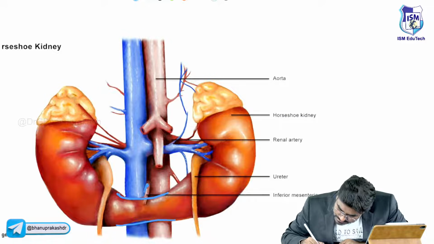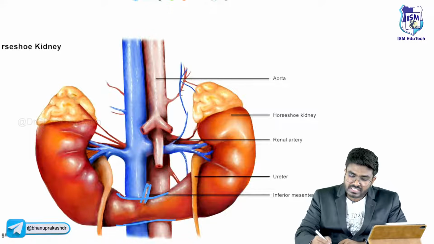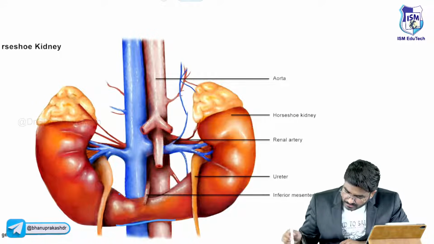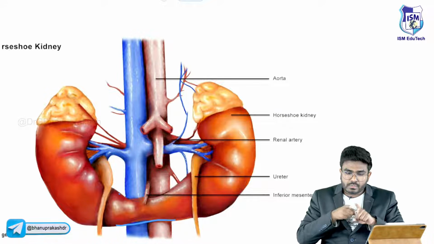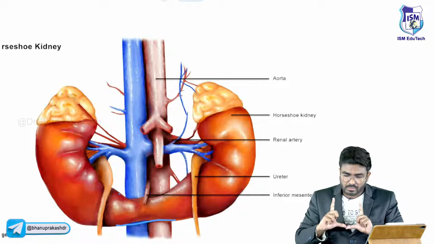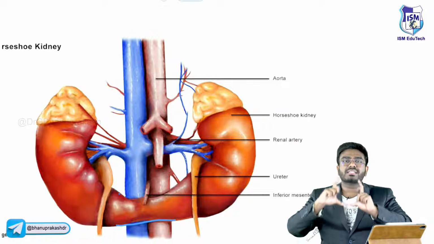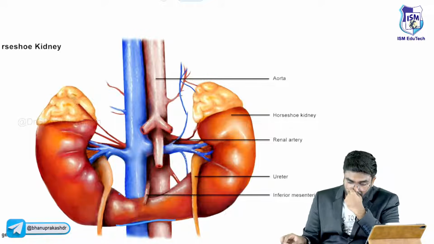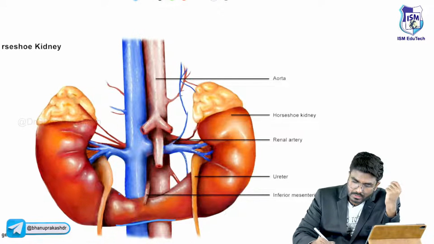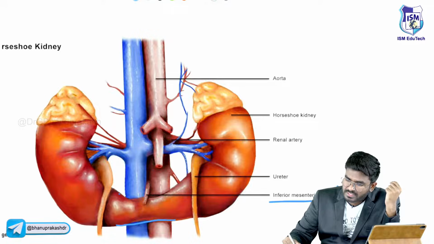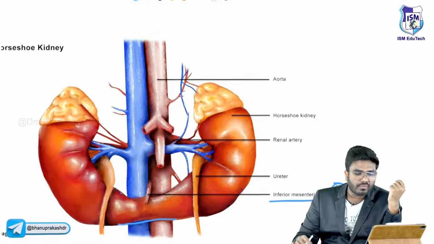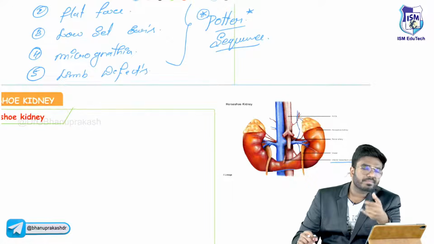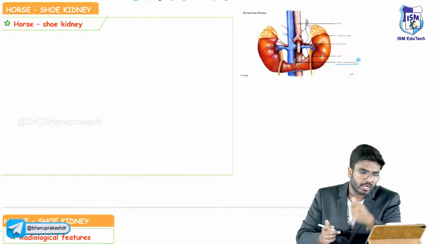there is one artery which will not allow the further ascension. That artery is going to cause a blockage, so these kidneys cannot ascend up. What is that artery? It's the inferior mesenteric artery. The inferior mesenteric artery is the one preventing the ascension of the horseshoe kidney.